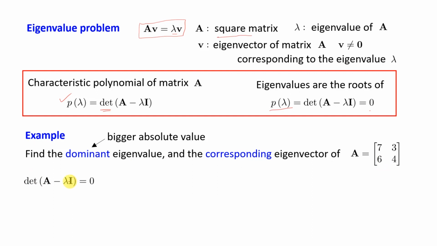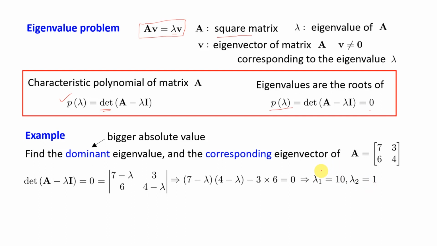We have to get the eigenvalue lambda by using determinant of A minus lambda I equals 0, which gives us the determinant of [7 minus lambda, 3; 6, 4 minus lambda] equal to 0. If I take this determinant, this will be (7 minus lambda) multiplied by (4 minus lambda), minus 3 into 6 equals 0. So this is a simple quadratic equation. We can solve it and we get lambda 1 and lambda 2 as 10 and 1. These are the two eigenvalues. Therefore, the dominant eigenvalue obviously will be 10, that is the bigger eigenvalue.